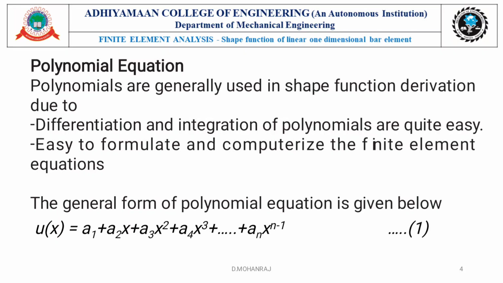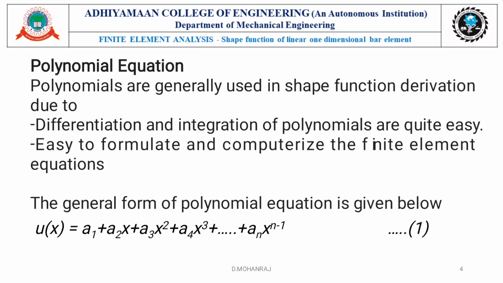To obtain the shape function of the linear one-dimensional bar element, or a quadratic or cubic one-dimensional element, polynomial equations are best suited for the shape function derivation, since differentiation and integration of polynomials are quite easy. Also, it is easy to formulate and computerize the finite element equations. Due to these reasons, polynomial equations are preferred in obtaining the shape function.